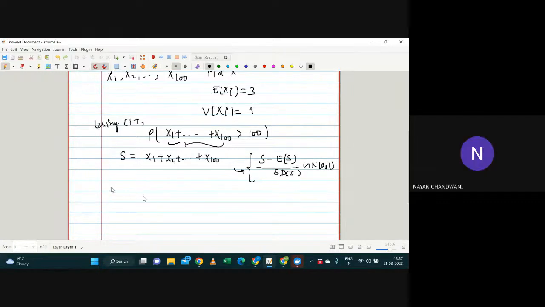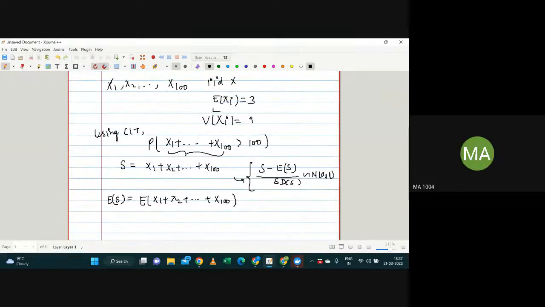So what is the expected value of S? Expected value of x1 plus x2 plus so on x100. Correct. 300. Expected value of each xi is 3.